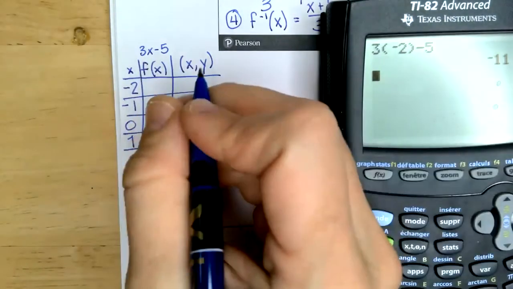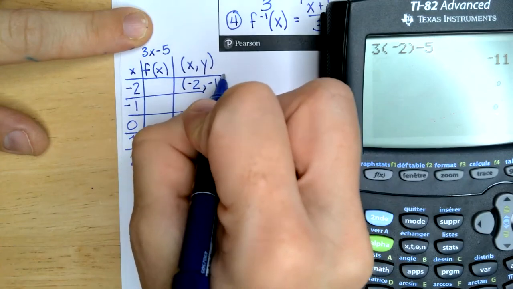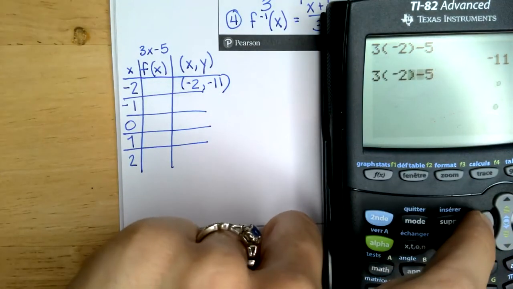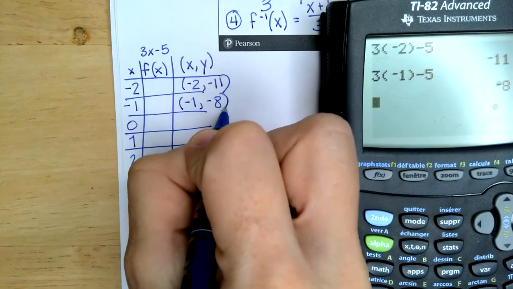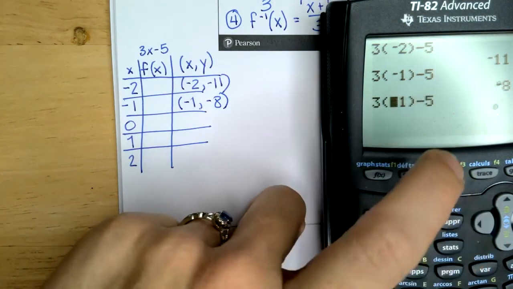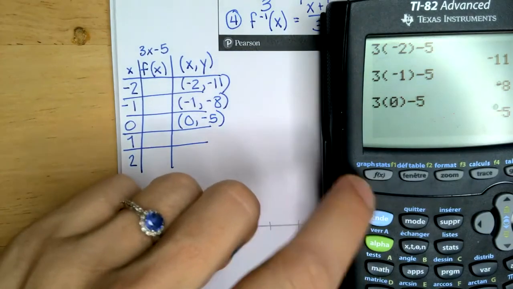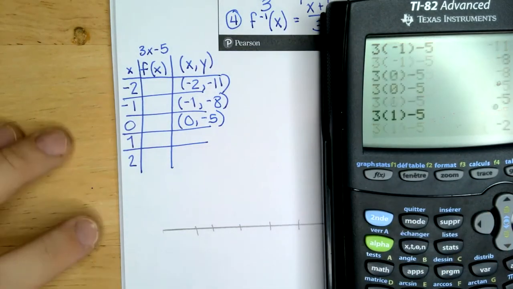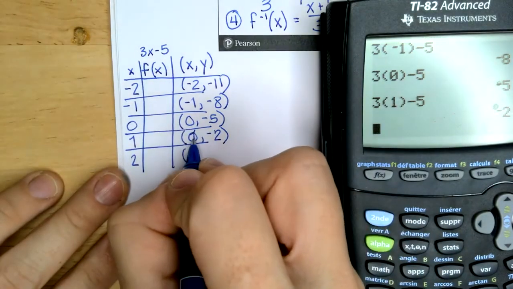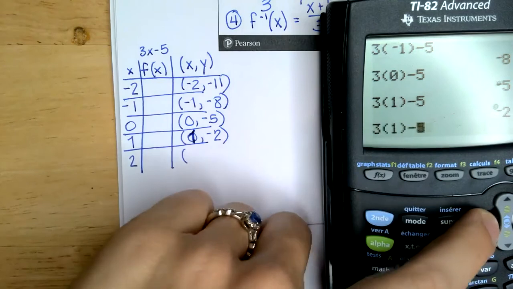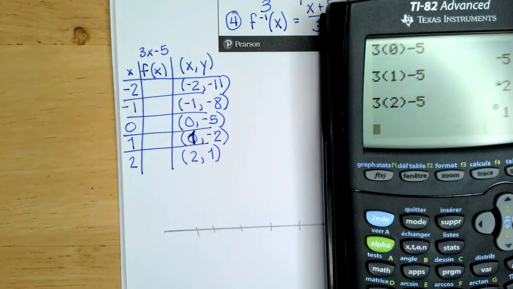-11. -8. -5. -2. Oops, sorry, that would be 1, -2. Good. So here are some points for f of x.